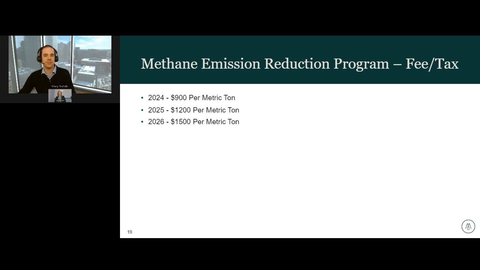So here's the fee, here's the tax. You can see it starts in 2024, pushing out to 25 and 26, going to 900 all the way up to 1,500 per metric ton. So I would say overall for the methane reporting standpoint, a lot of companies are already reporting. This is just going to be an additional standpoint as well as adding in a tax or a calculation. So I'd really encourage you to work with your operations and regulatory team on how you're going to address your methane reporting and tax in the future.